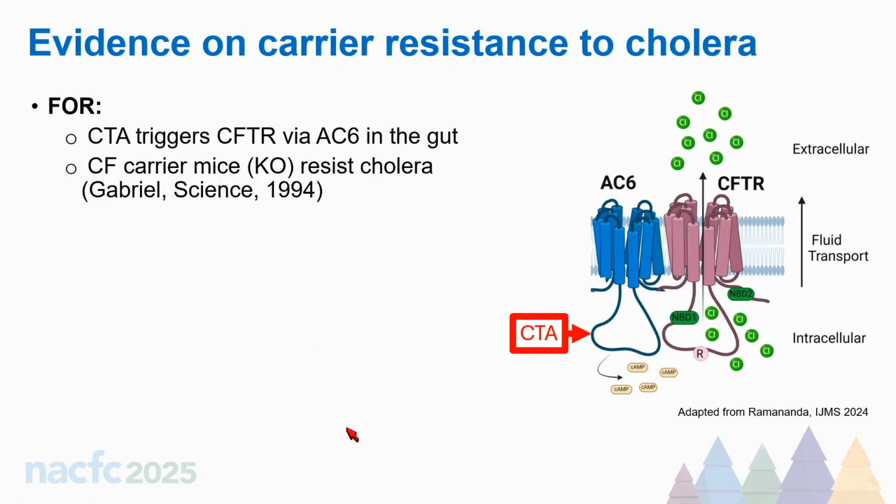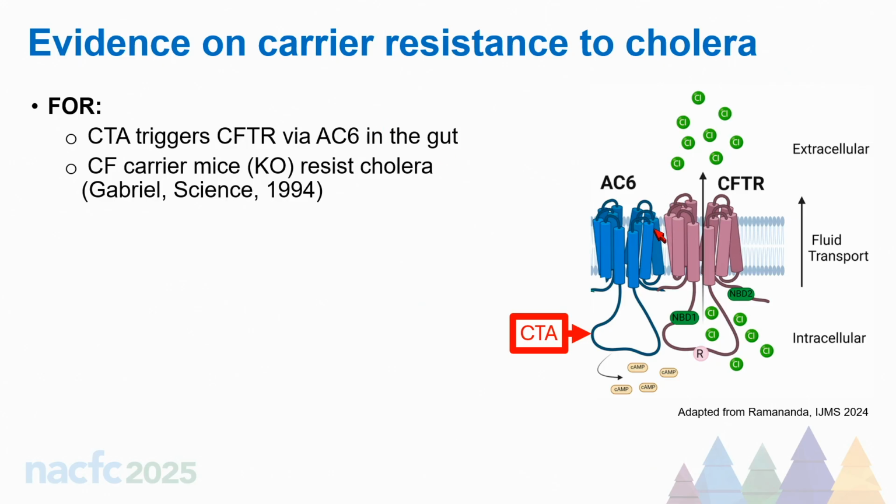So what agents have been proposed as potential selective agents? Cholera was the first one, by Cheryl Gabriel in 1994. The reason is that Vibrio cholerae makes a toxin. The intracellular part of the toxin binds to adenylate cyclase 6, which makes cyclic AMP, which binds to the R domain of CFTR and activates it. Chloride is lost, water is lost.